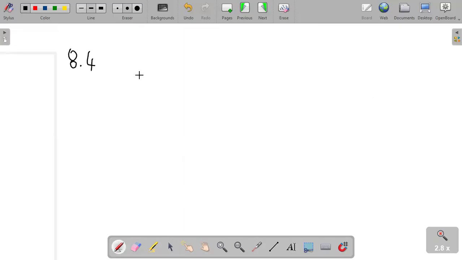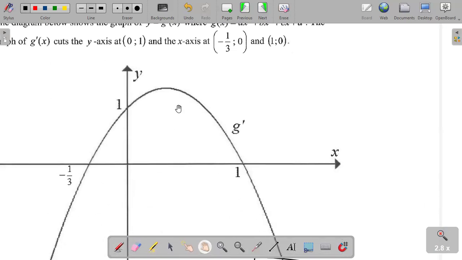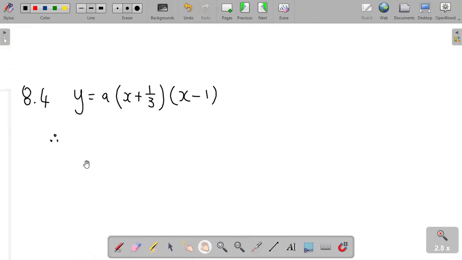So 8.4, we're going to say y equals a times (x plus 1) over 3, times (x minus 1). So we can substitute in the y and the x because we have them, in order to find a. Here we know that y is 1 and x is 0. So we can substitute that also.